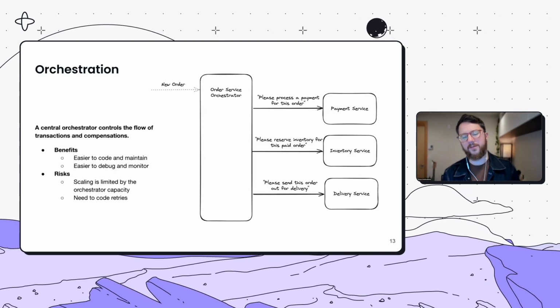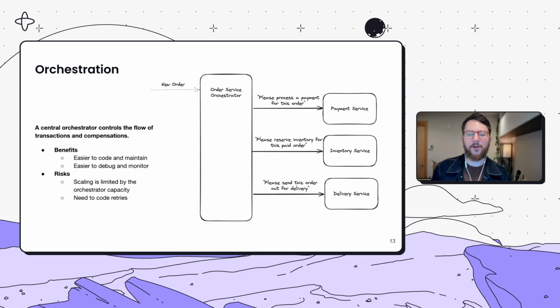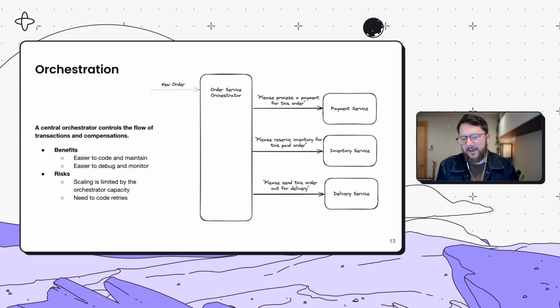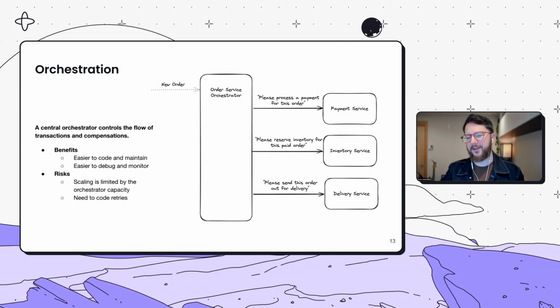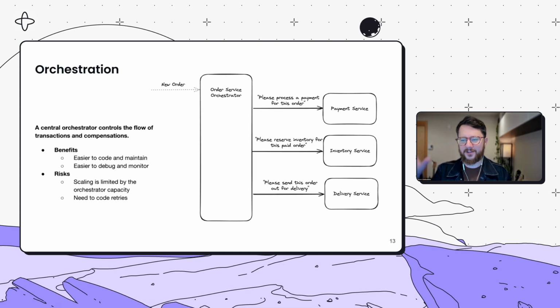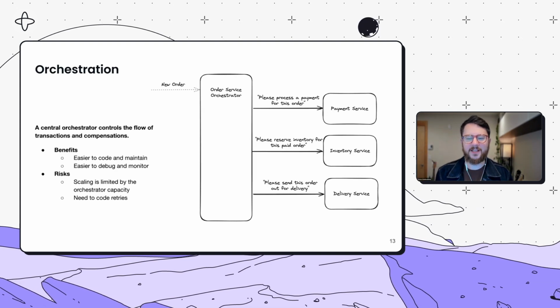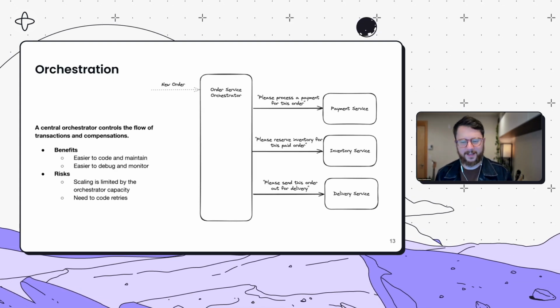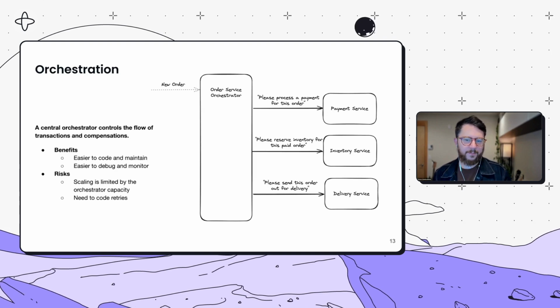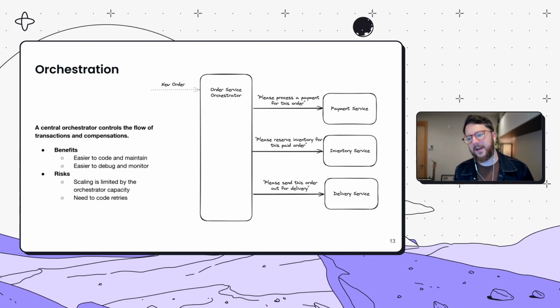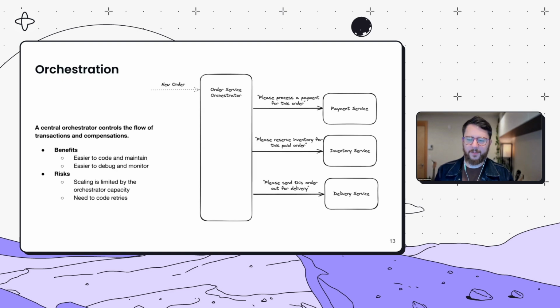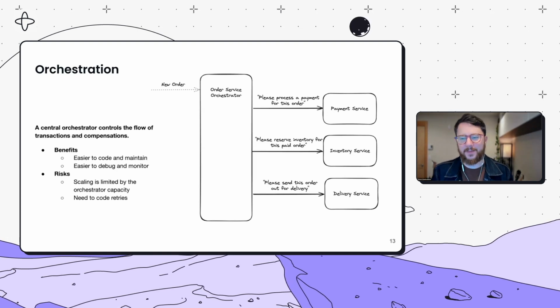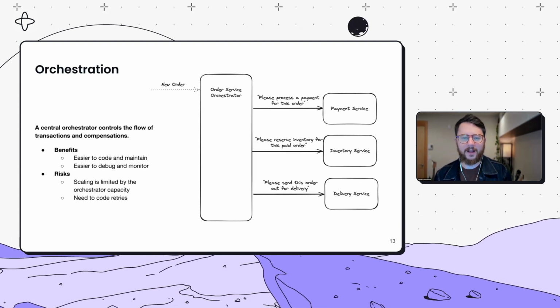The great benefit of orchestration is that it's easier to code and maintain. That's one of the main benefits here. Writing control logic in the one place to control the entire transaction is much easier than doing it in several places, like the choreography case. It's easier to debug and monitor, right? The problem that we talked about with choreography, where what is the state of the system, is actually fairly easy to work out in orchestration.